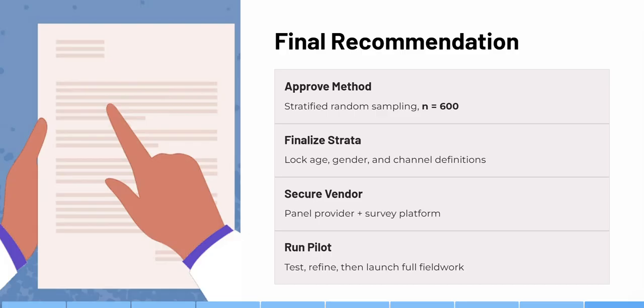The final recommendation is that the approved method of sampling would be stratified random sampling for about 600 participants. Finalized strata would be logged ages, genders, and channel definitions. The secure vendors would be panel providers for online, and survey platforms for physical retail shops. And to run the pilot, we first need to test, refine it, and then launch full fieldwork.